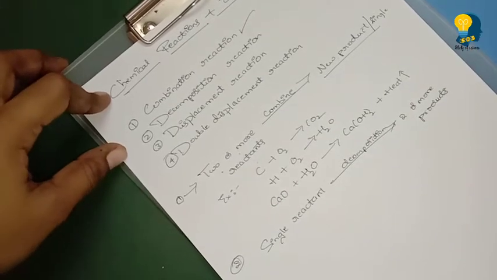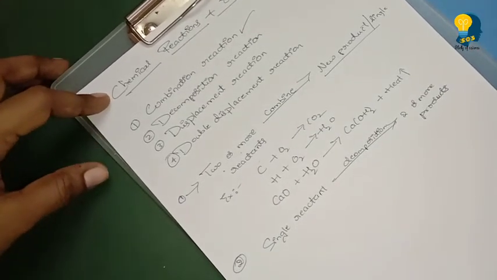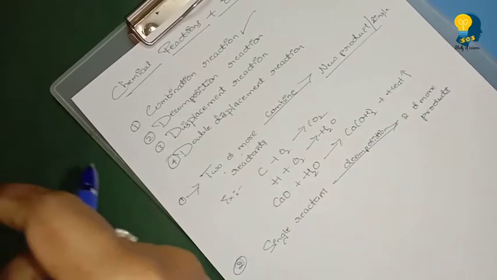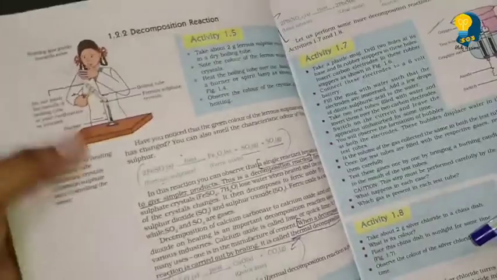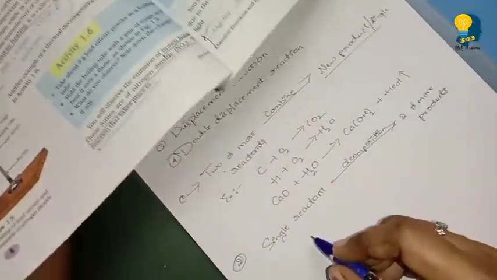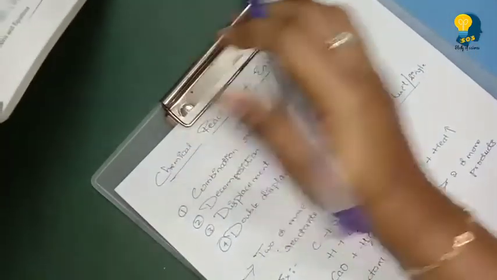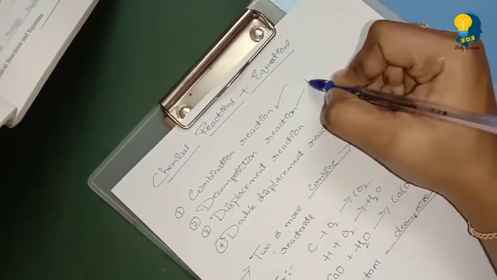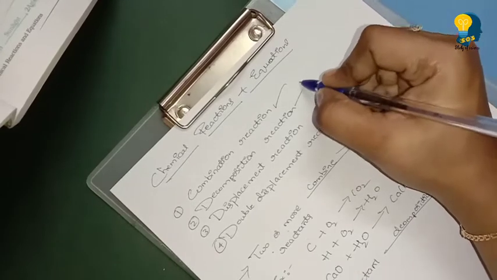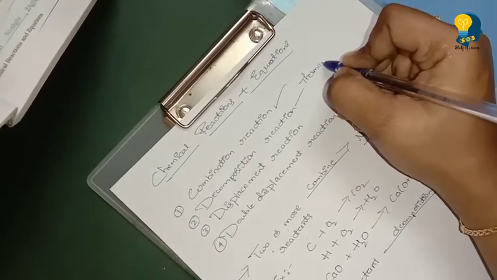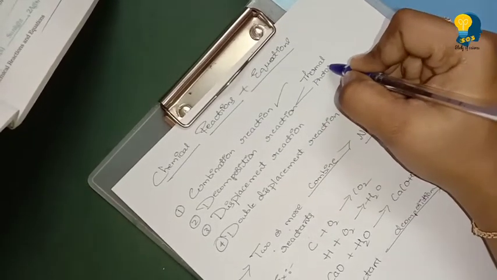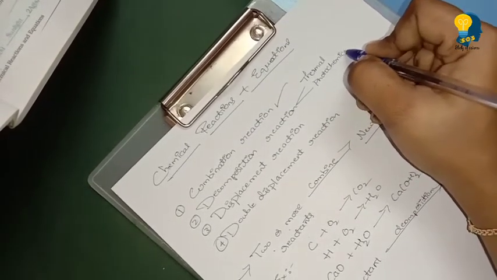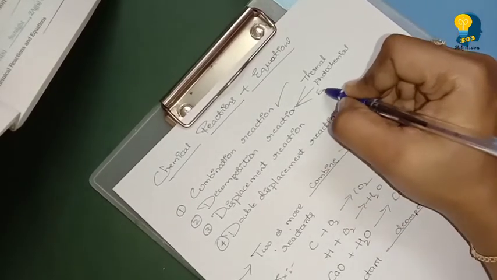Now, when I talk about decomposition reaction, friends, there are some types of decomposition reaction where there will be activity based questions. So first let me teach the types of decomposition. See, types of decomposition are: first one, thermal decomposition; next one, photochemical; and next, electrolytic.